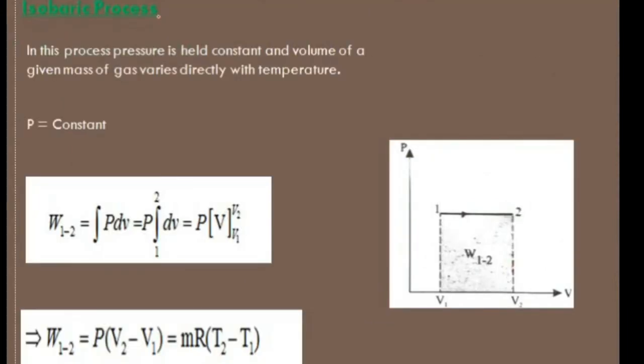The isobaric process means constant volume. Sorry, it's a constant pressure process. A constant pressure process is the isobaric process. Okay, so if this is the diagram, look, this is constant, so P1 is equal to P2. The work done formula will be simply the integral of P dV, which is P into V2 minus V1, or mR into T2 minus T1. Because P is constant, it is P into V2 minus V1. So this is the isobaric process.